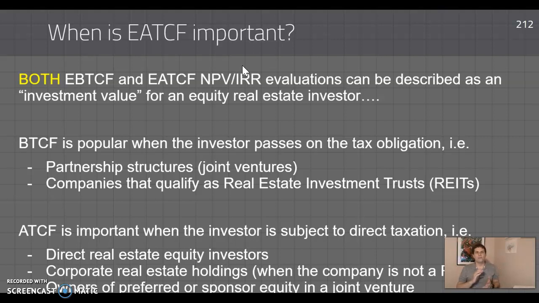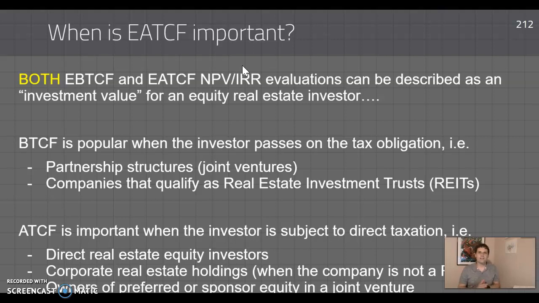So before tax cash flows are really important to the investors when those investors are able to pass on tax obligations. And I have two examples here. We're going to talk a lot more about those type of investors later in this course. So joint ventures and partnership structures, where you structure the business as a partnership, they can pass through all income to whoever owns shares in the partnership or the REIT, Real Estate Investment Trust.